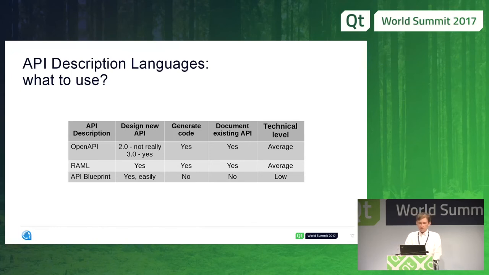Too much stuff. Out of that, you can use OpenAPI to generate code and document existing API. RAML pretty much for everything. API Blueprint you can easily use for designing new APIs, but hardly accept that.